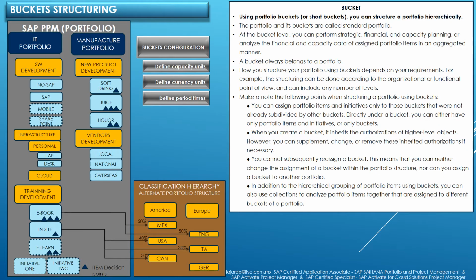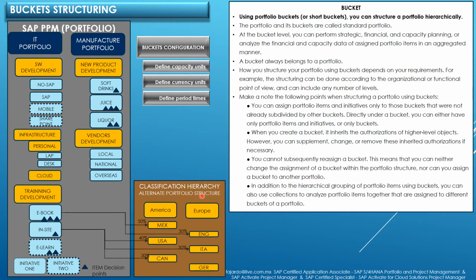The second element in the structure are the buckets. Using portfolio buckets, or buckets for short, you can structure a portfolio hierarchically, as you can see here in this figure. A portfolio and its buckets are called a standard portfolio. We have different views of the same portfolio.